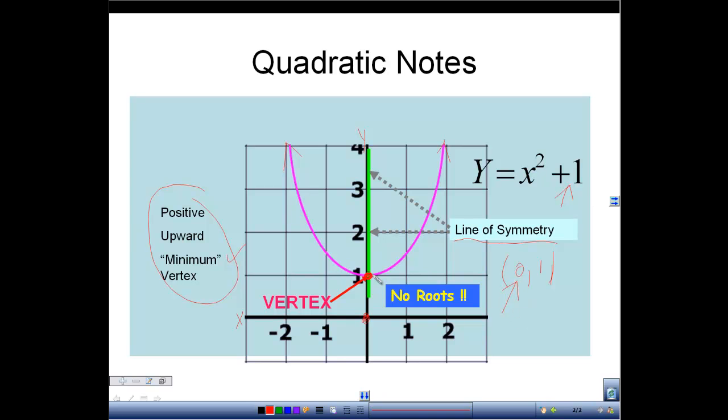And your range, or your minimum, in other words the range would be 1, and you would have range as y is greater than or equal to positive 1. And that would be your range. So the vertex has 2 points to it. It has where the line of symmetry crosses your x's, up and down, and it also has the range, which would be your y value. Cool, huh? Okay, let's keep going.